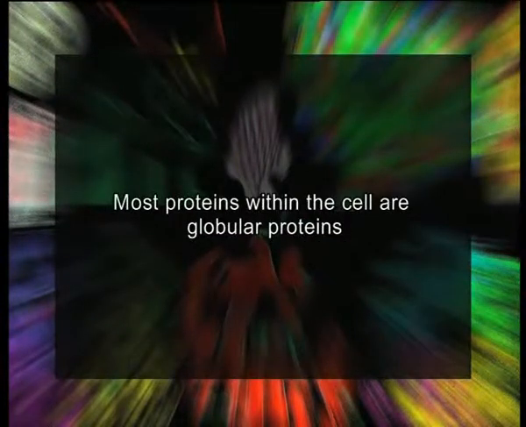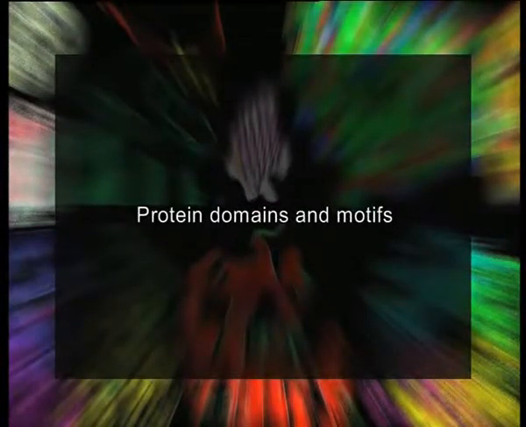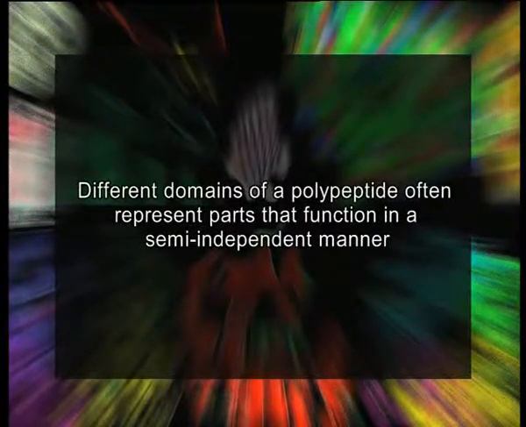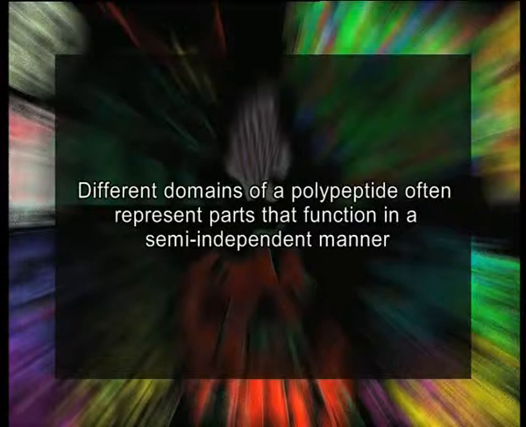In contrast, most proteins within the cell are globular proteins. Now, protein domains and motifs. Many proteins, particularly the larger ones, are composed of two or more distinct modules or domains that fold independent of one another. The different domains of a polypeptide often represent parts that function in a semi-independent manner.